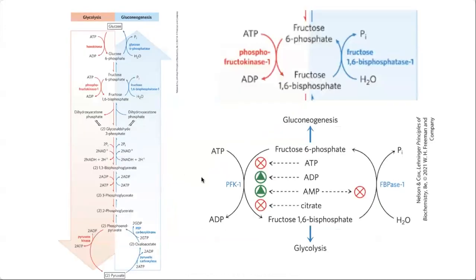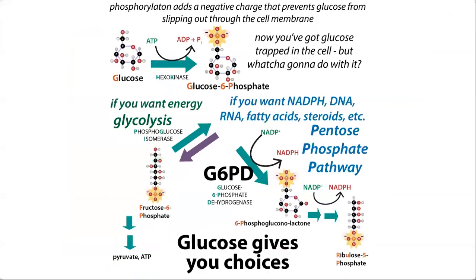Our next step that we need to regulate is this big one, fructose 6-phosphate to fructose 1,6-bisphosphate. So remember, in glycolysis, that's carried out by phosphofructokinase 1. And then to go the reverse way, we're going to use fructose 1,6-bisphosphatase 1. And these are going to be highly regulated and reciprocally regulated. So why are they so crazy highly regulated? Because, as I mentioned, this was the committed step of glycolysis.